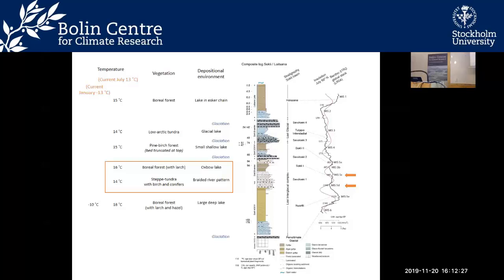Then during warm state 5C, we most probably had enhanced humidity, because it is at this time that we record a meandering river pattern, because we find here a thick lake deposit that accumulated in an oxbow lake. Well, the pollen, we also study those in these lake deposits, and they show a boreal forest very similar to that we reconstruct for stage 5E.